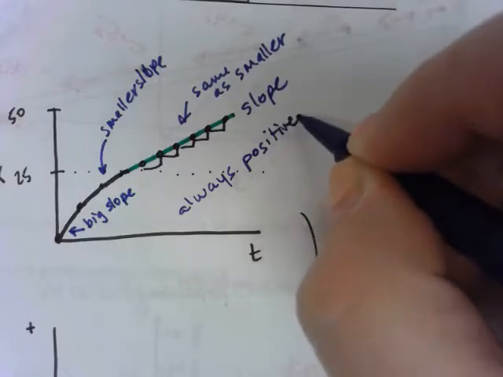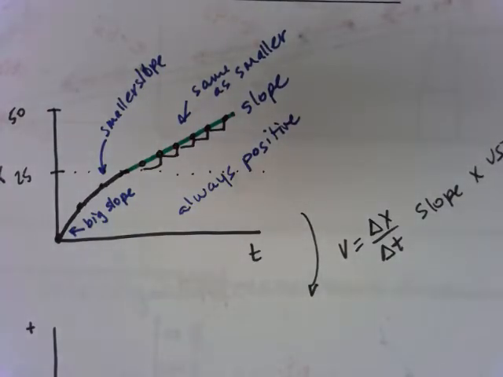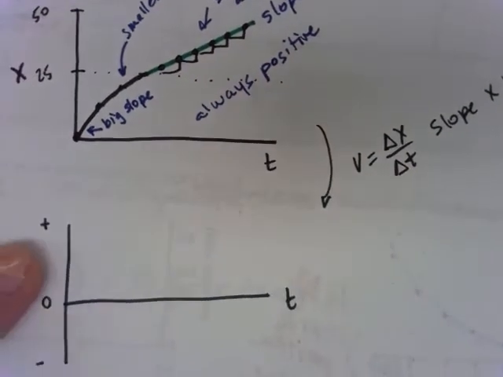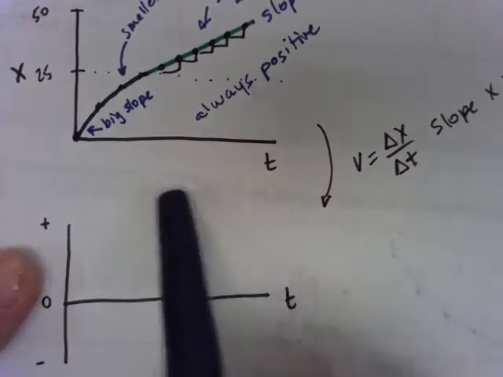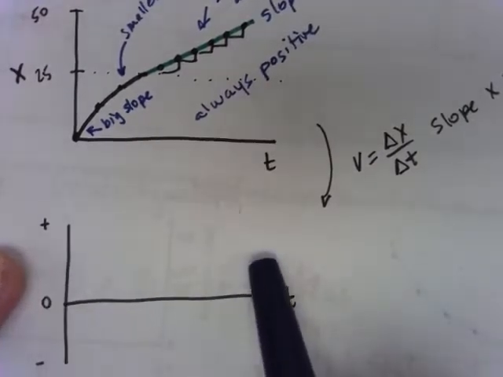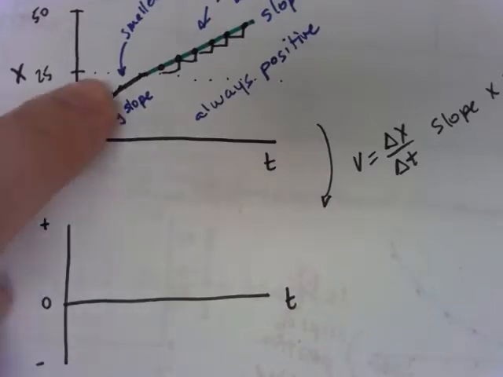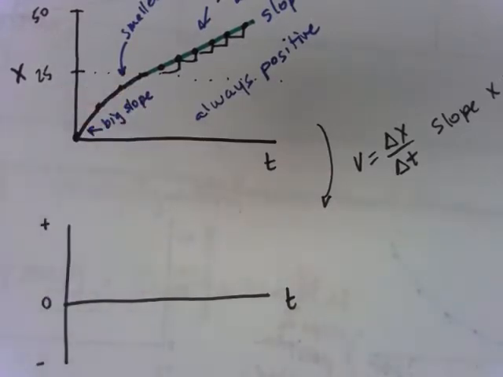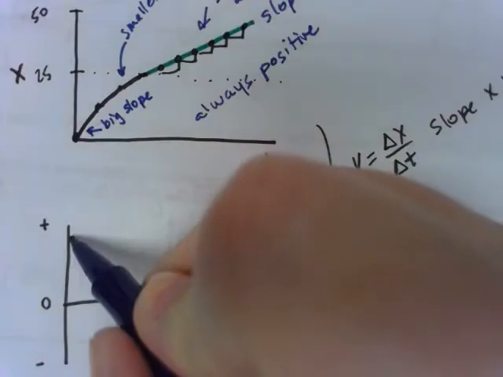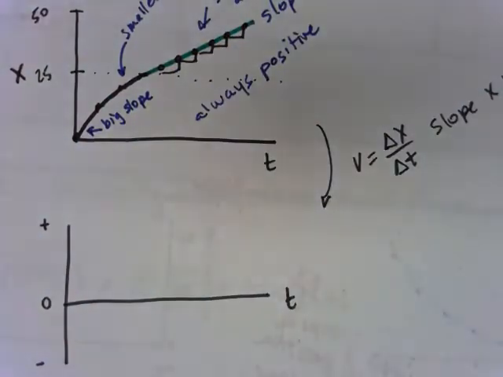So, you guys see that? And so if it's always positive, when we go to draw our velocity versus time graph, we're always going to stay in the positive part of our velocity versus time graph. We're going to start big and go smaller and then stay smaller. So we're going to start bigger. Oh, there's another thing I need to show you guys.